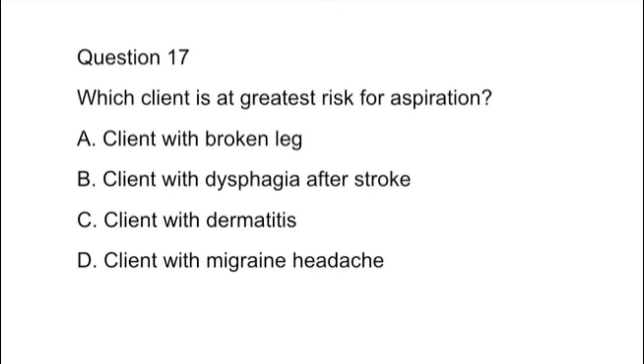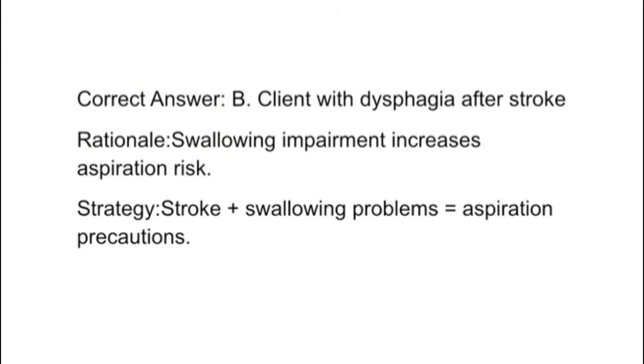Question 17. Which client is at greatest risk for aspiration? A. Client with broken leg. B. Client with dysphagia after stroke. C. Client with dermatitis. D. Client with migraine headache. Correct answer, B. Client with dysphagia after stroke. Rationale: Swallowing impairment increases aspiration risk. Strategy: Stroke plus swallowing problems equals aspiration precautions.